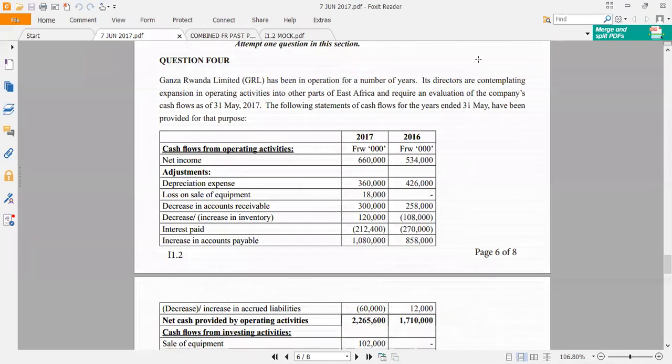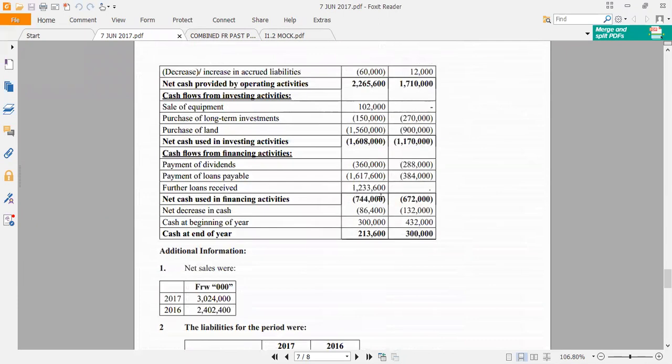The reason why I'm covering this is that in this sitting, there is almost a 99% probability of a question being in ratios, but I don't know which area of ratios. That is the only reason why I'm covering it. So the following statements of cash flows for the year ended 31st May have been provided. In the morning, we covered statement of cash flow. So this is a sample of a statement of cash flow.